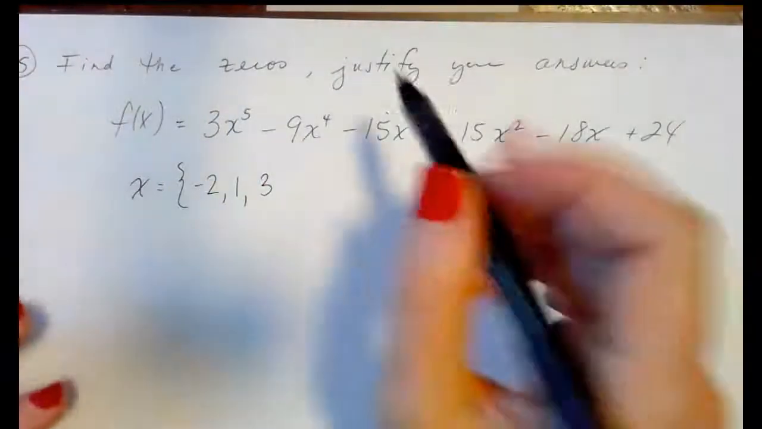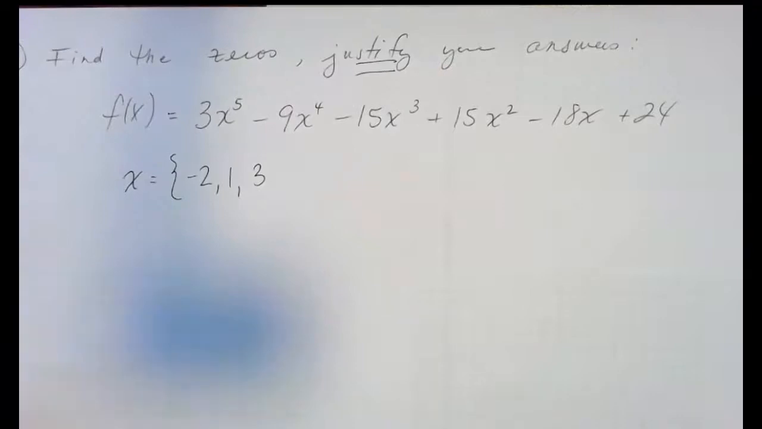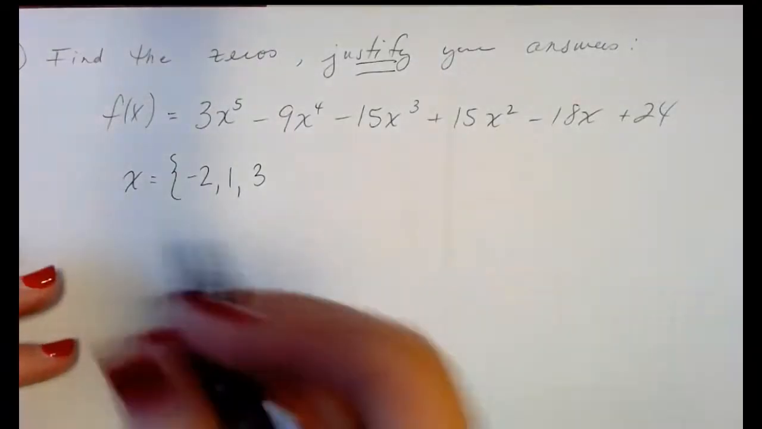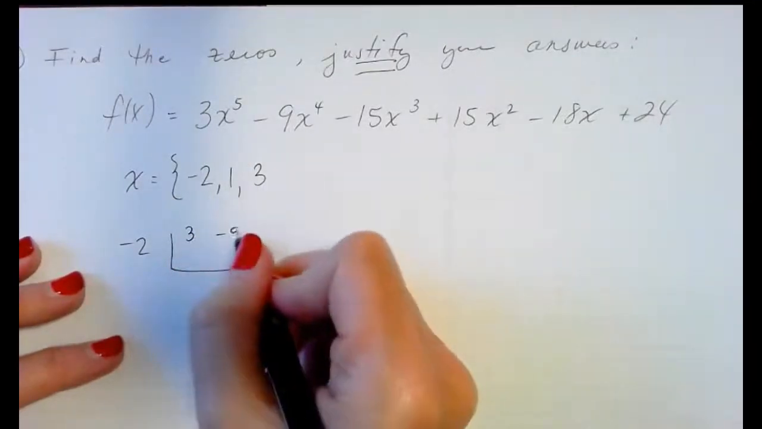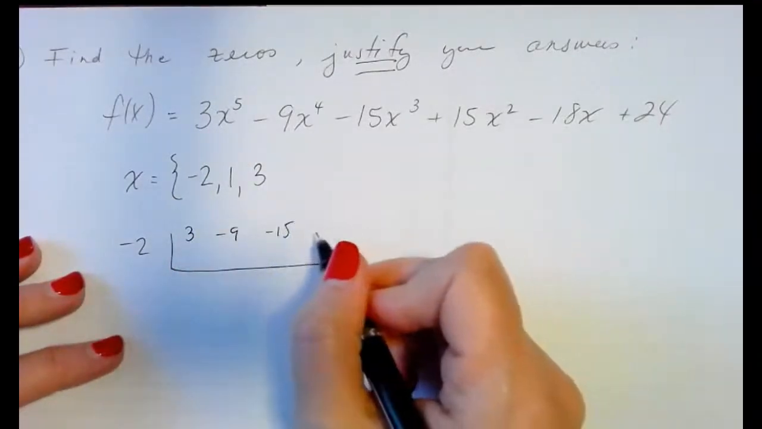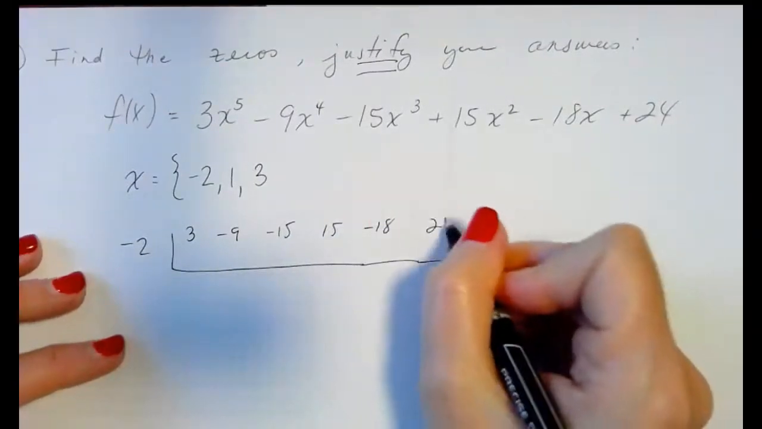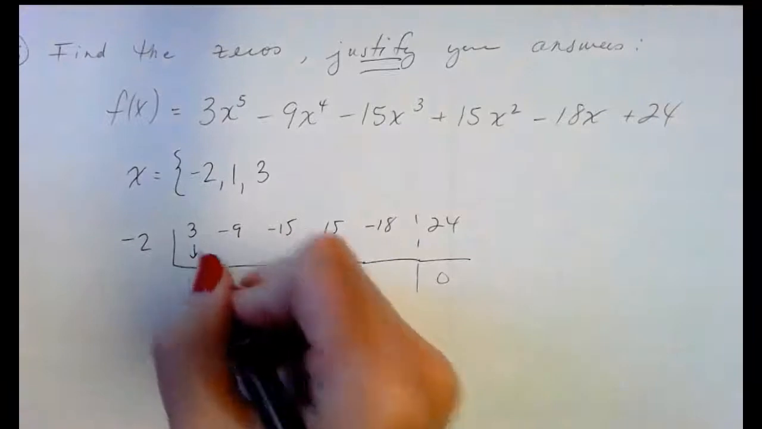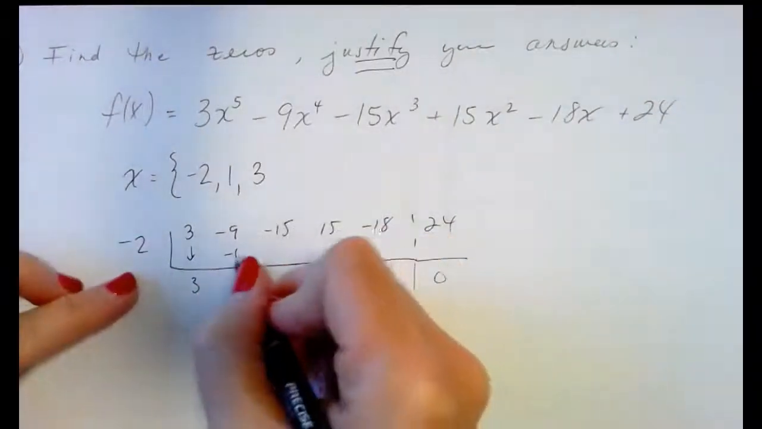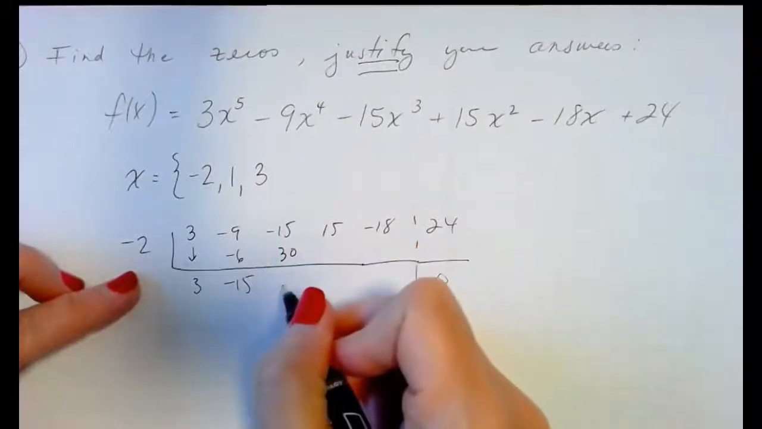Now what we're going to do in order to justify your answers, rather than just telling me they're on the calculator, you're going to show me this with synthetic division. So we're going to start with negative 2, and we are going to divide. And in order to justify your answers, you're proving to me that this is indeed a 0, because we should be getting a remainder of 0 when we divide by that 0, negative 2. So bring down the 3, that's negative 6. Remember, when we use synthetic division, we're multiplying and adding.